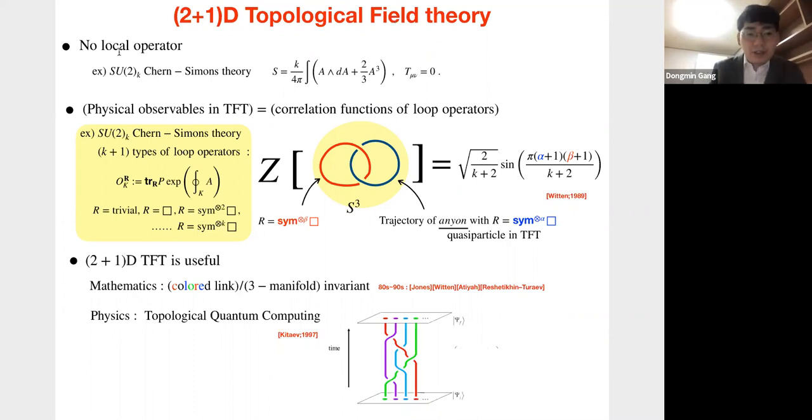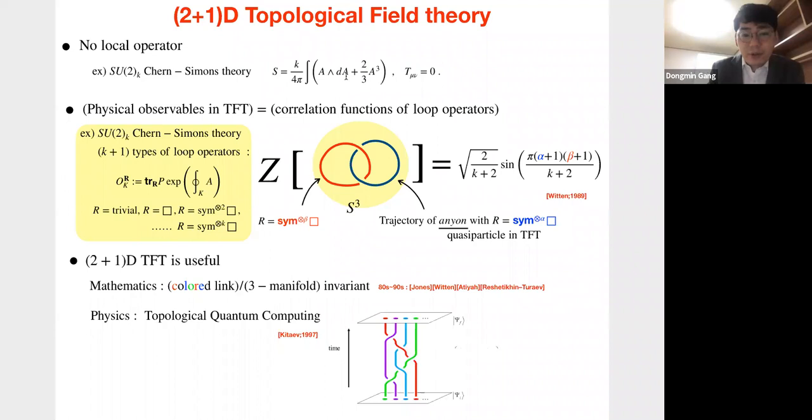One characteristic property of the 2+1 dimensional topological field theory is that there are no non-trivial local operators. The only non-trivial local operator in this theory is the identity operator. The most famous example of a topological theory is called Chern-Simons theory, which is given by this action. Here A is the SU(2) gauge field. And there is no metric here. This is the metric independence, which means that this is a topological theory.